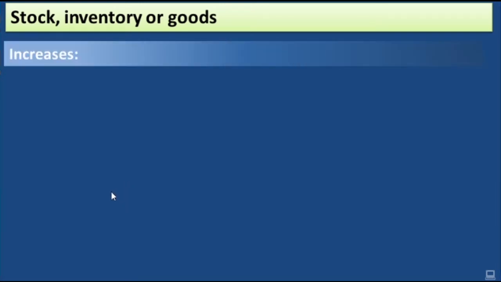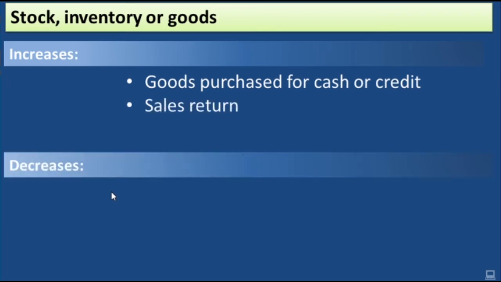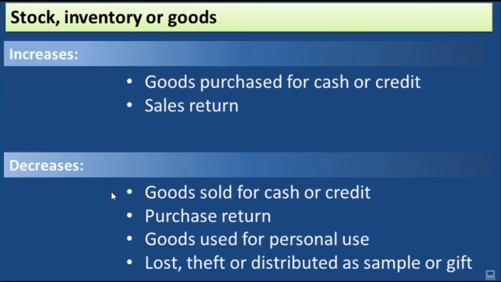Stock or inventory or goods. Goods are the things which are purchased by the business for resale purpose. It is the main concern of the business to which it deals with. It increases when goods are purchased for cash or credit, when sales return occurs, and it decreases when the goods are sold for cash or credit, purchase return, goods used for personal use, and lost, theft, distributed as sample or gift.